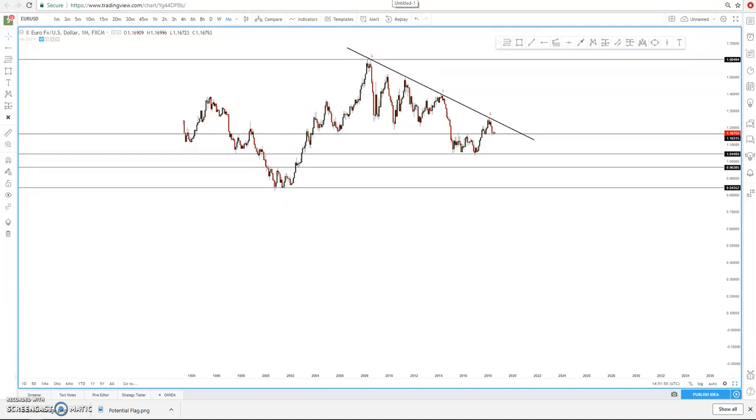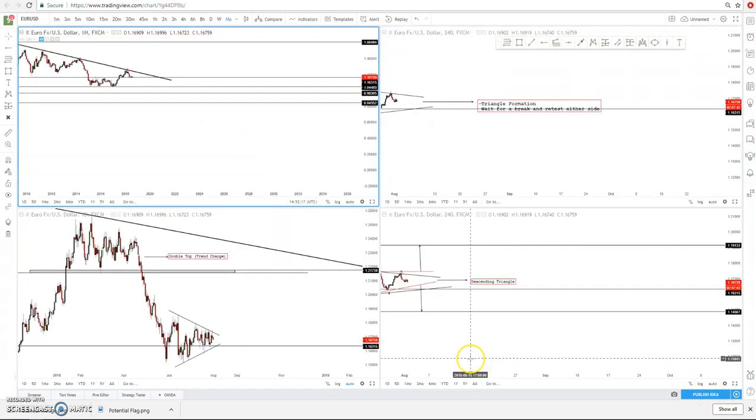We've got 3 touches on a descending trend line: 1, 2, 3. Now we're currently sitting at support on our monthly. So let's dig deeper into this.